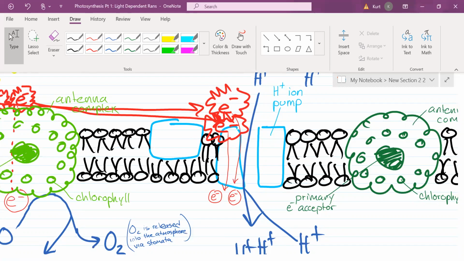Is the ferry taking them back? No. No, just one-way trip. The electrons are being ferried over one at a time from the antenna to the hydrogen pump.